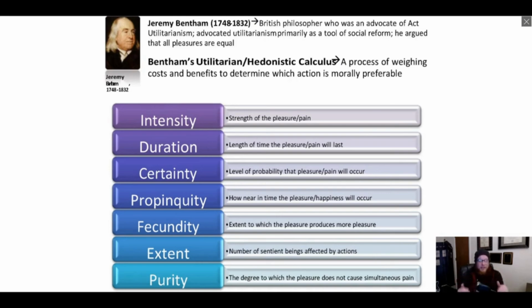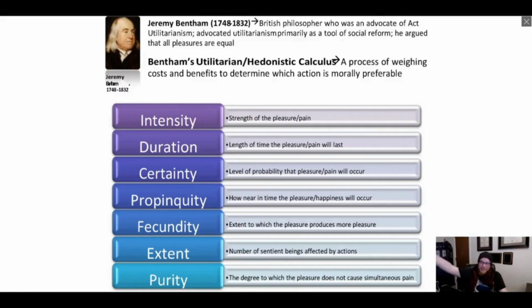Propinquity. How far away is it going to be? Propinquity is basically the notion of proximity, but in time. Proximity is how physically close something is to me. Propinquity is how temporally close something is to me. So propinquity is, is this going to happen tonight, or is this going to happen 10 years from now? So, for example, if I say I'm going to give you $100 right now versus I'm going to give you $100 10 years from now, propinquity plays a part in terms of which we consider is better.